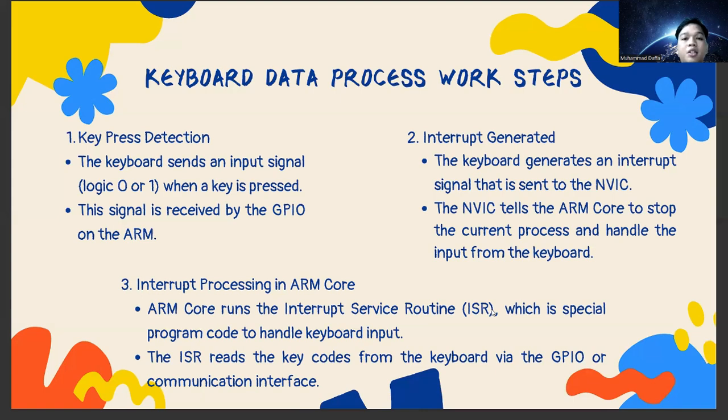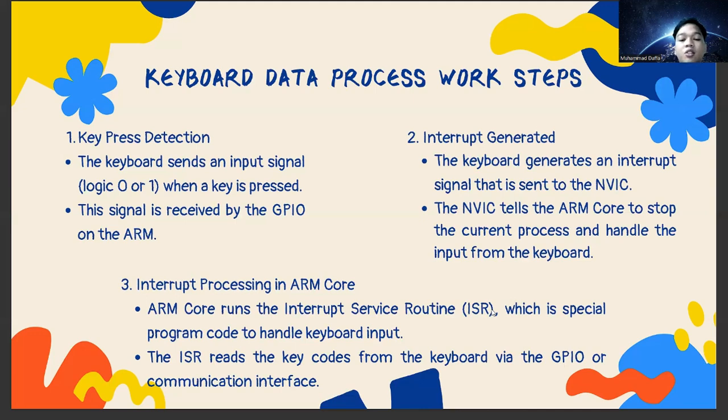First, key press detection. In key press detection, the keyboard sends an input signal, logic 0 or 1, when a key is pressed, and this signal is received by the GPIO on the ARM. Second is interrupt generation. The keyboard generates an interrupt signal that is sent to the NVIC, and the NVIC tells the ARM core to stop the current process and handle the input from the keyboard. Third, interrupt processing in the ARM core.